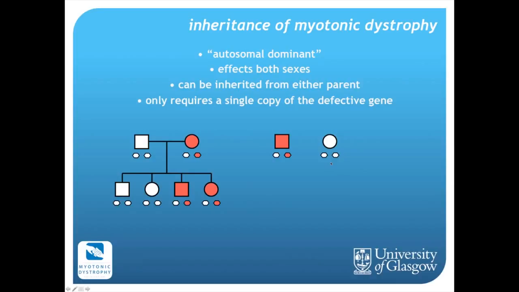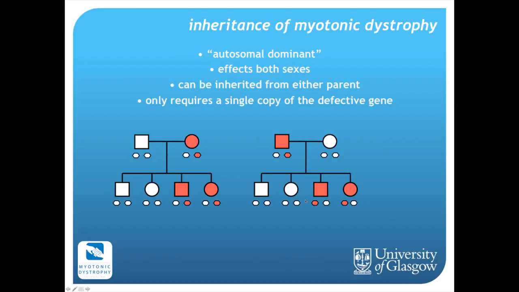And it works exactly the same for an affected male with an unaffected female. Again, all of the children will inherit one copy of the unaffected version of the gene from the mother, and half will inherit one copy of the unaffected gene from their father, but half will also inherit the mutant copy of the gene from their father. So the disease can be passed from either affected males or affected females to either affected sons or affected daughters.